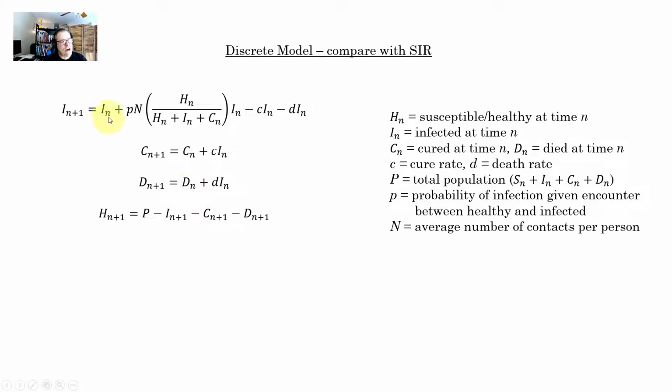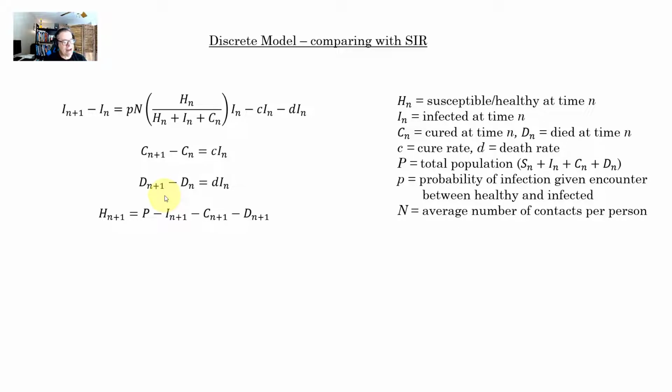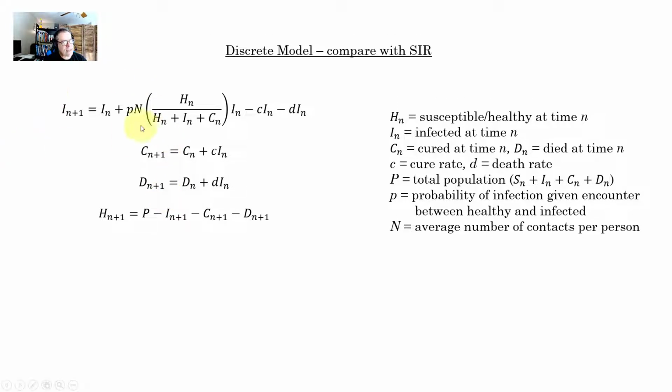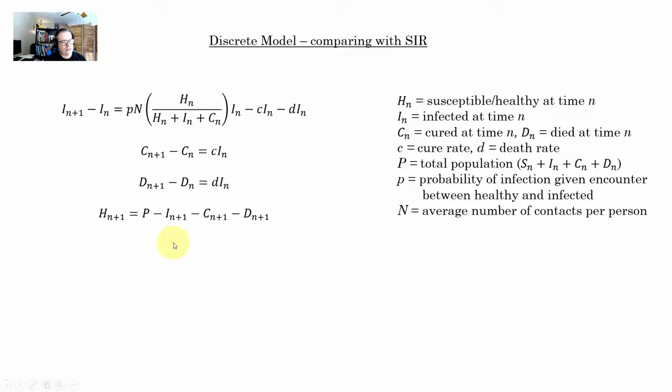And I'll just move all of these current I sub n, C sub n, D sub n over to the other side of the equation. So I'm just going to subtract them over to the other side. So I get these differential amounts of the populations. So that right there is just moving each of these terms over to the other side of the equation. And I will deal with this equation in a moment.